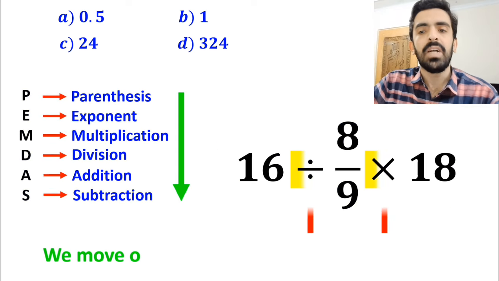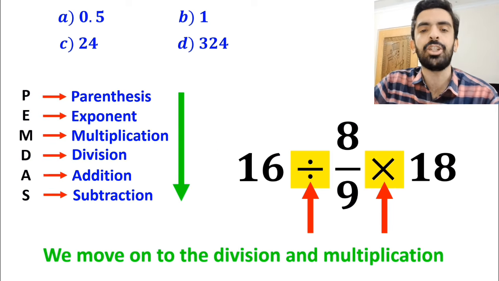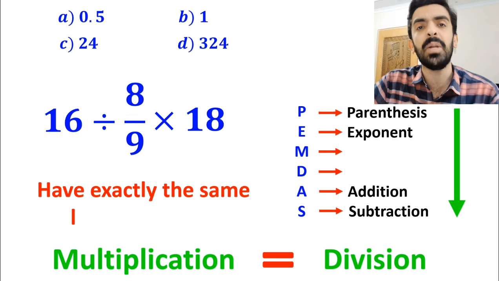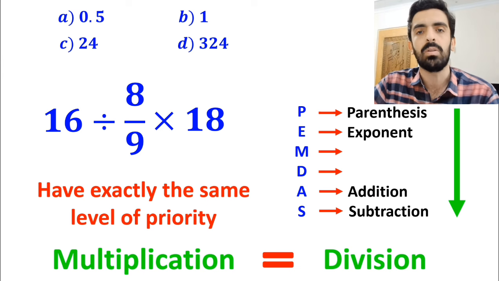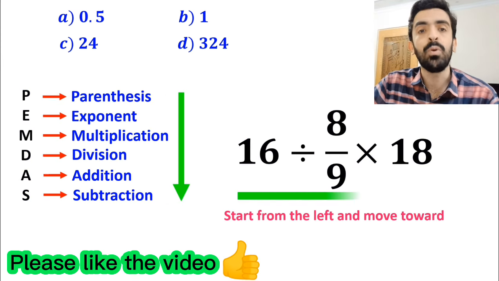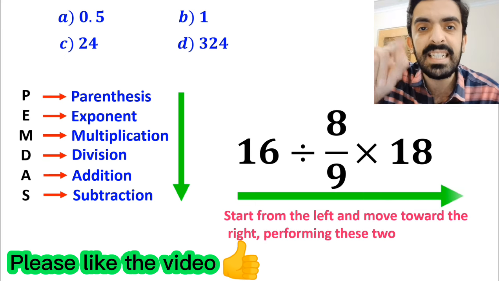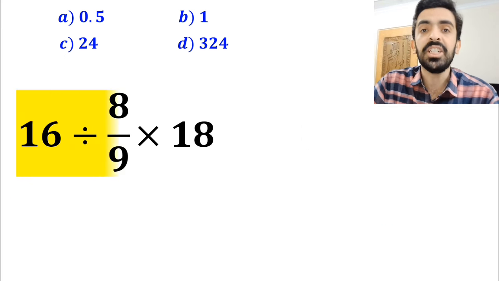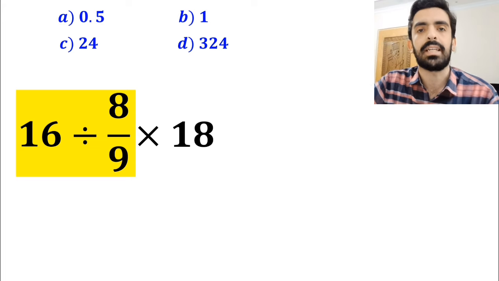And in the next step, we need to move on to the division and multiplication. However, it's very important to note that multiplication and division have exactly the same level of priority in the PEMDAS rule. In this situation, the best approach is to start from the left and move toward the right, performing these two operations in order. So, we'll start with the expression 16 divided by 8 over 9.